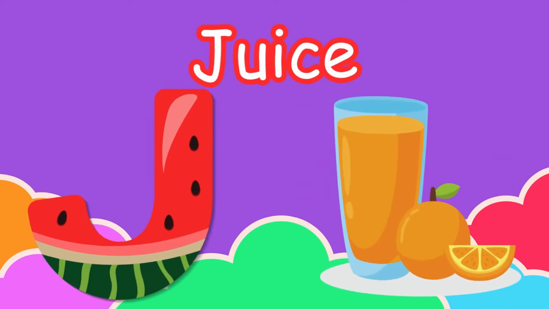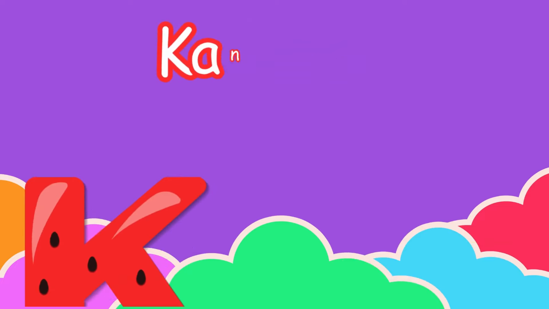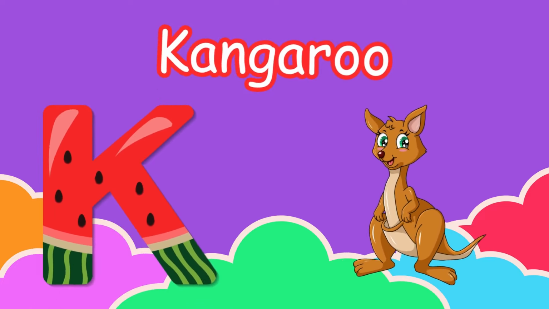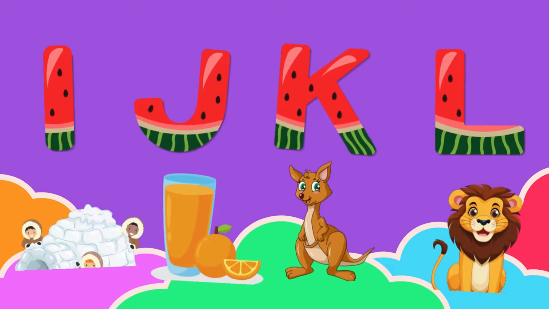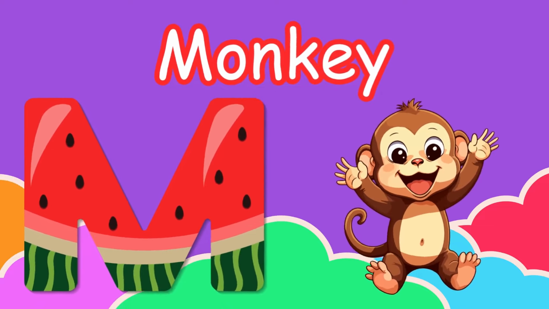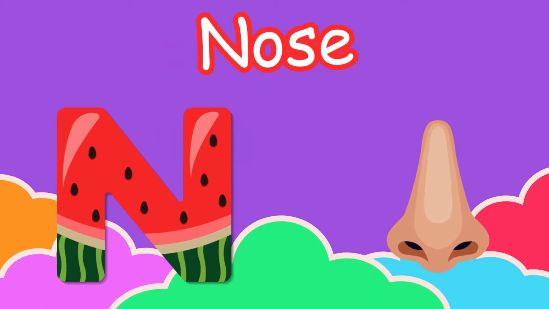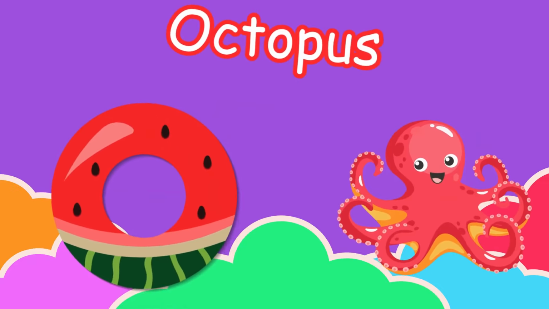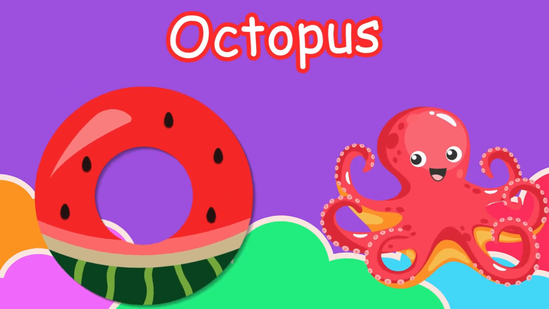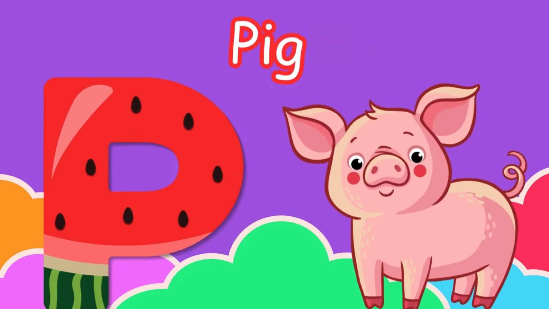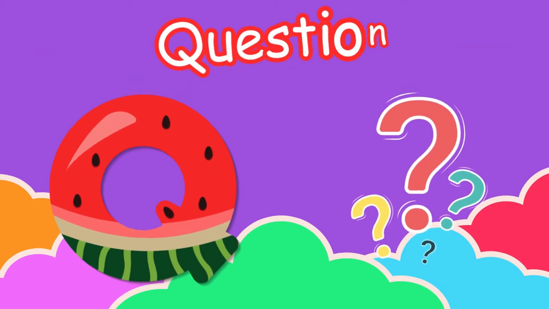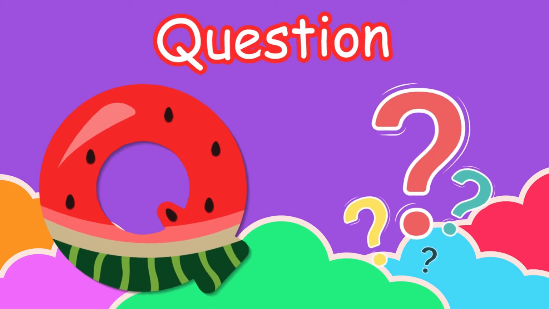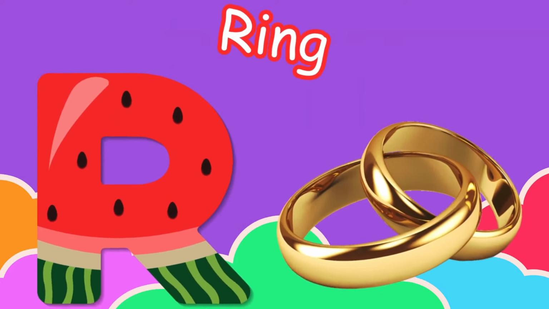J is for juice. K is for kangaroo. L is for lion. M is for monkey. N is for nose. O is for octopus. P is for big. Q is for question.